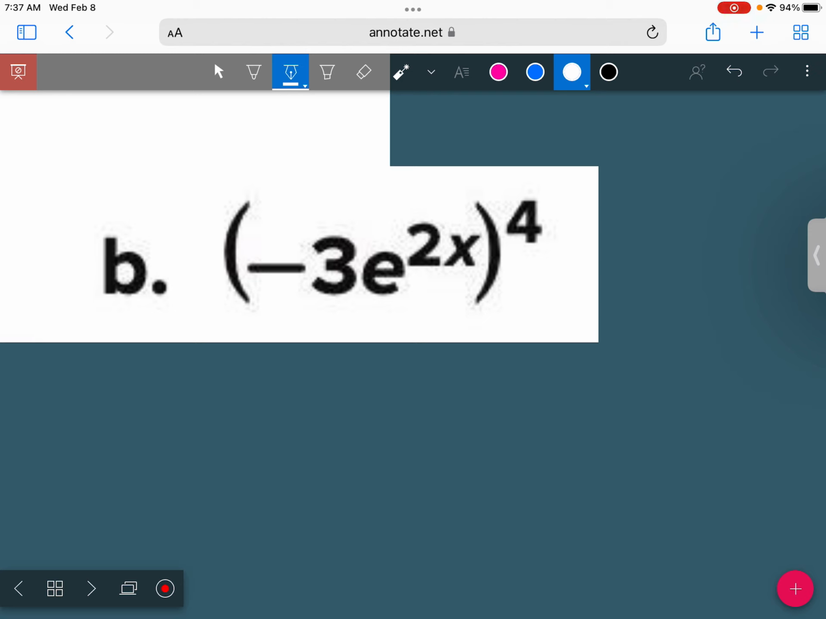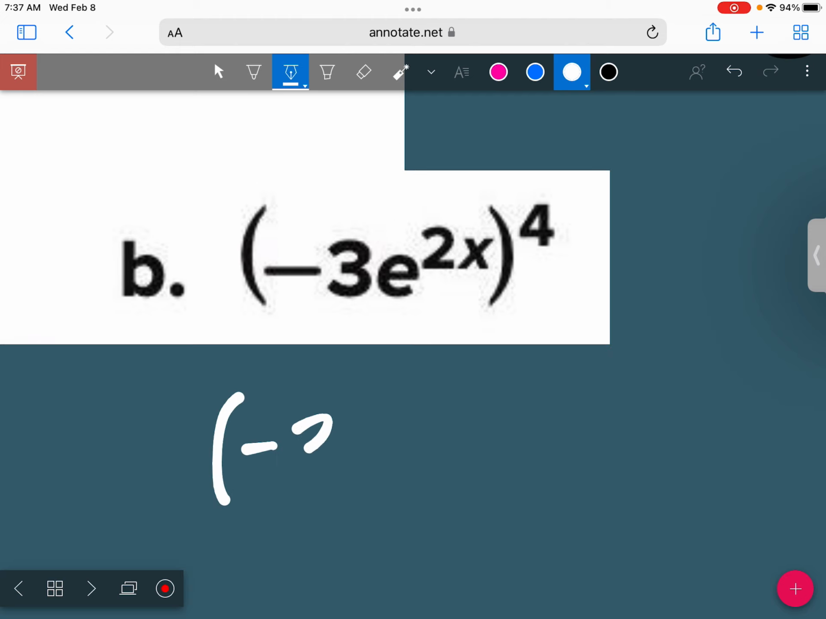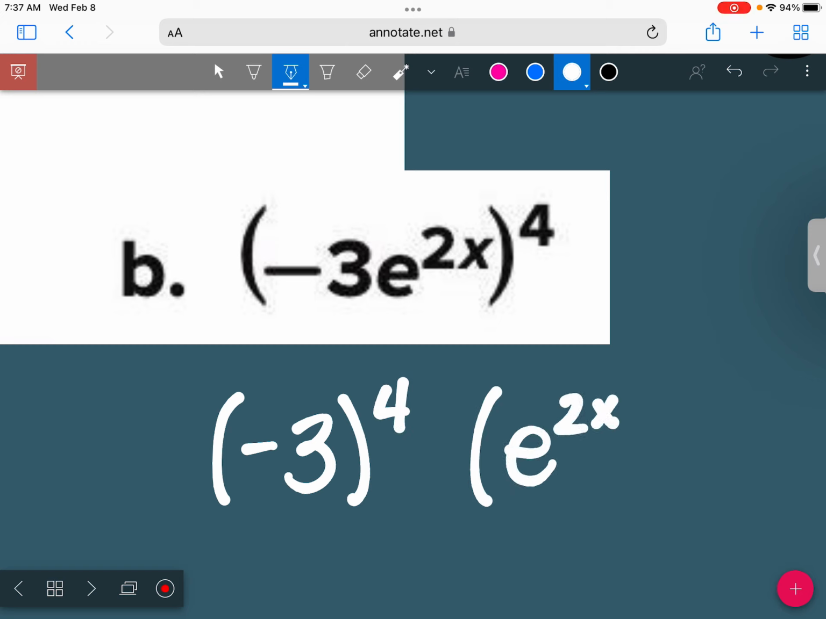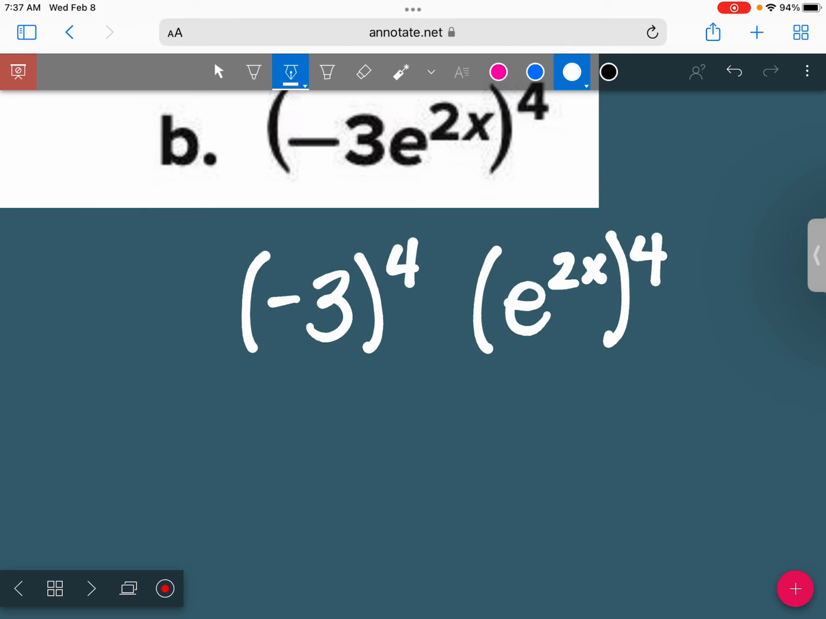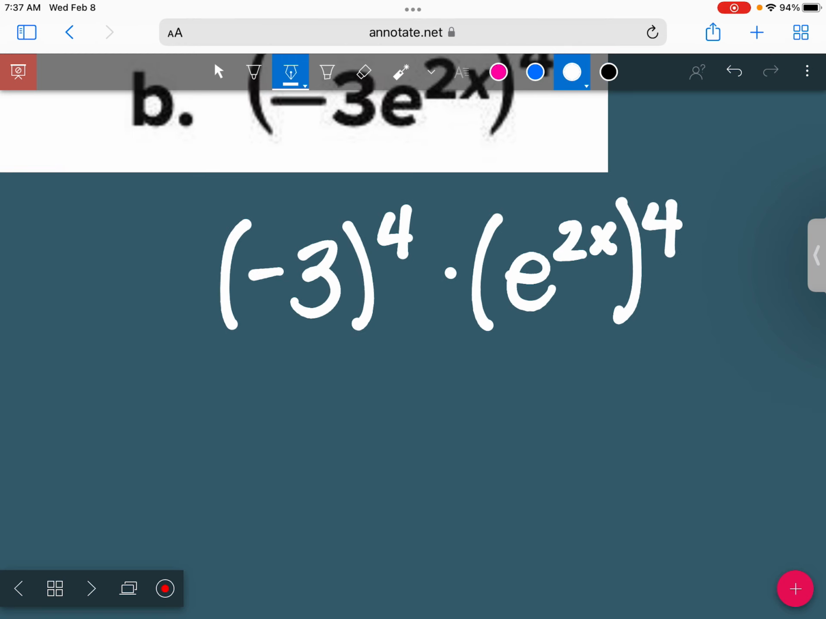To the 4th, yeah, we're going to take it to the 4th power. If this makes more sense to you, you can take each individual term, so negative 3 and then e, and raise them to the 4th power on their own. And just remember that they're multiplied by each other.